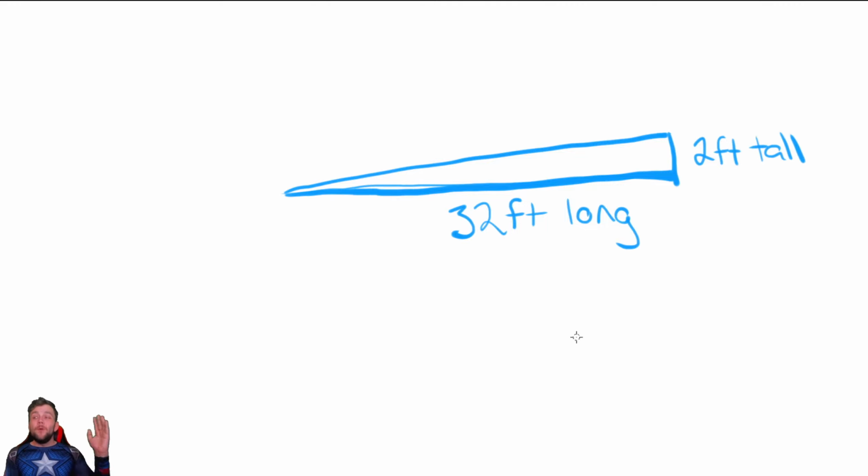And I tell you that this ramp is 32 feet long, and it is 2 feet tall. What is the slope of this ramp? Can you tell me the slope of this ramp? Absolutely. Given the stuff I gave you, don't forget the main idea. I'll put that in the top right. So slope equals rise over run. That will always be true. Rise over run. That is the slope of anything.